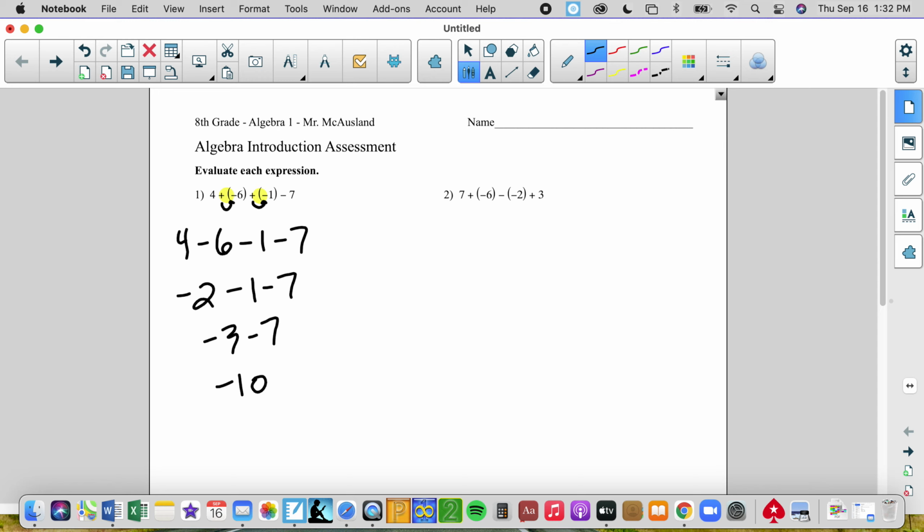Same thing with number 2. We're going to combine those double signs, and we're able to do that because there are no operations inside of these parentheses. If there were things that I needed to simplify inside there, I would not be able to combine those signs. So this expression now becomes 7 minus 6 plus 2 plus 3. 7 minus 6 is 1. 1 plus 2 is 3. Plus 3 is 6.